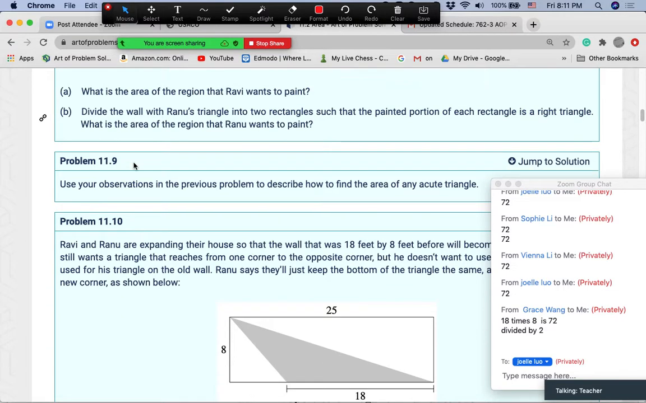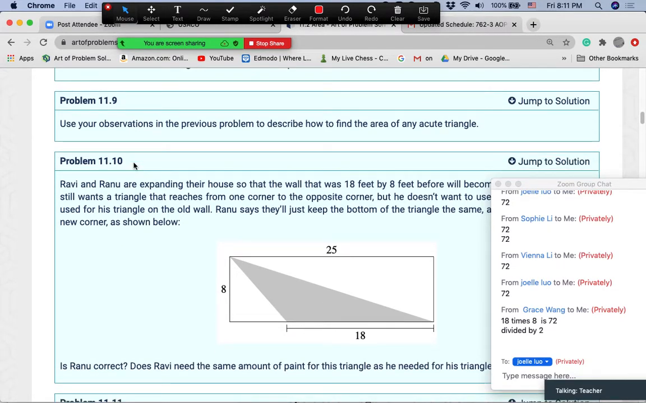Now let's go to 11.9. Use your observations in the previous problem to describe how to find the area of any acute triangle.